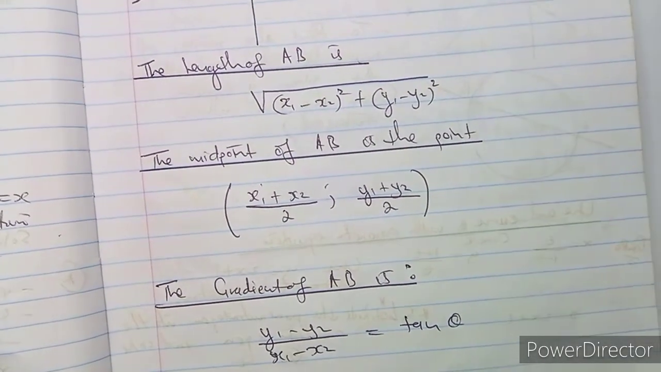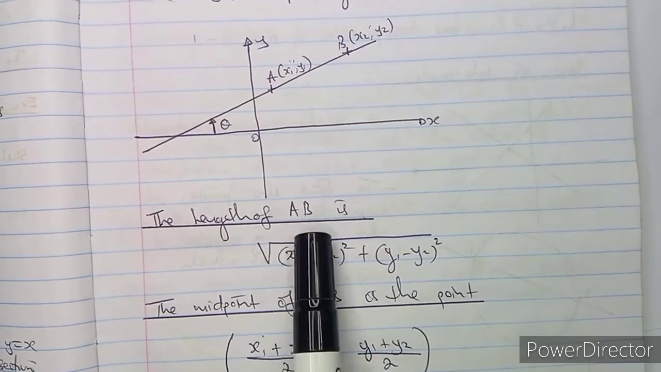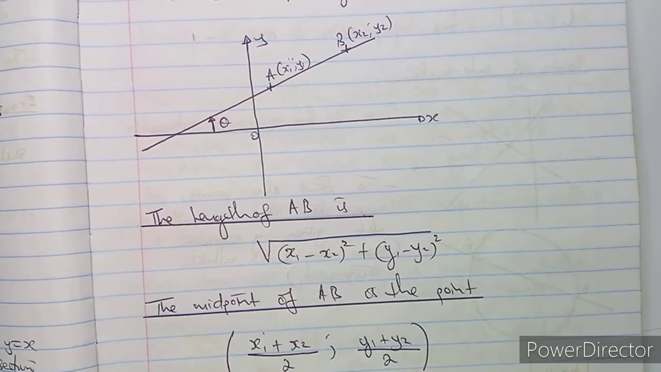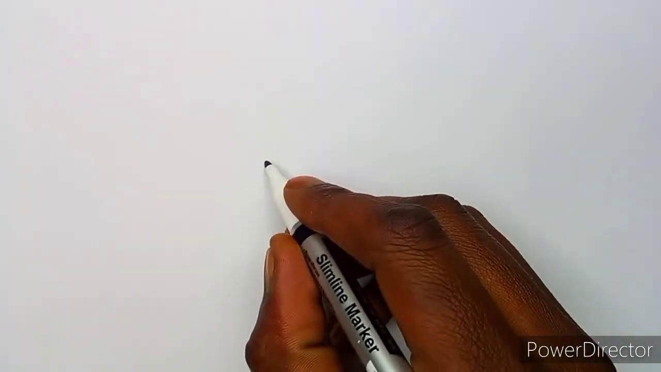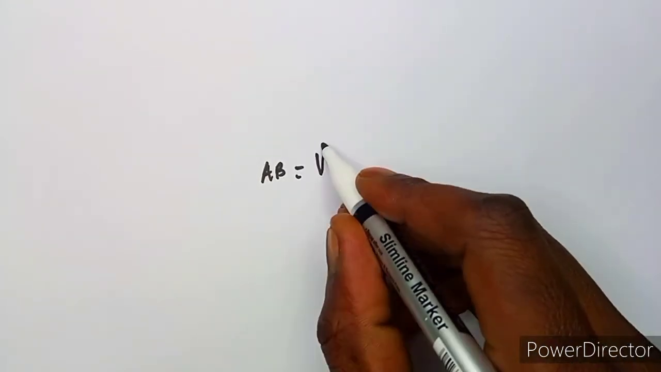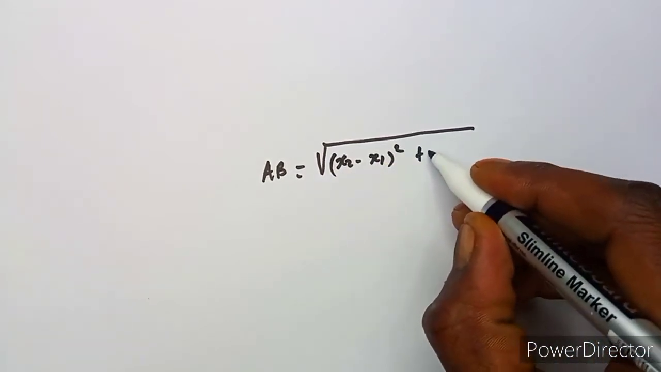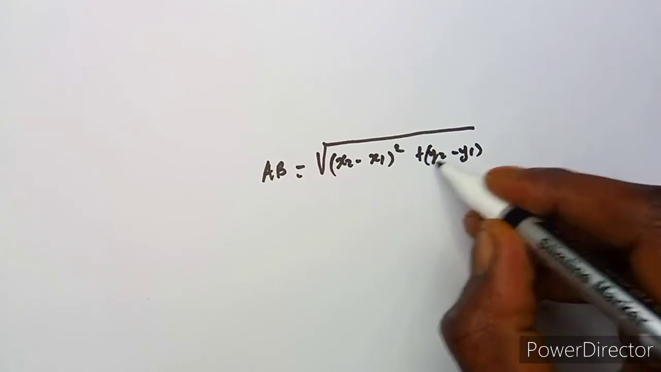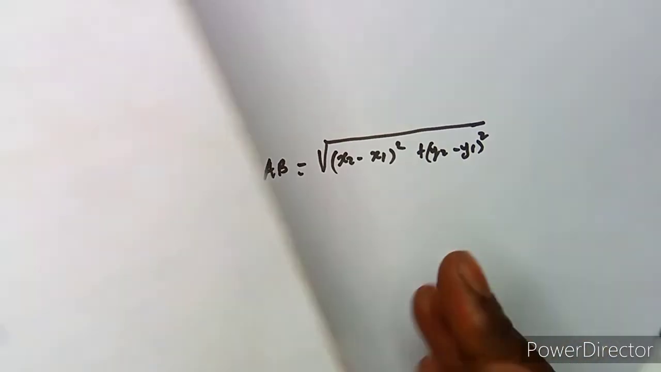What you need is the length of the line AB, which is the distance from A to B, given by this formula. Take note here, you can write this as x2 minus x1. It's still one and the same thing. The length of AB can be written as x2 minus x1 squared. What is important is that you are subtracting the values of x and you square them, and you are subtracting the values of y and you square them.